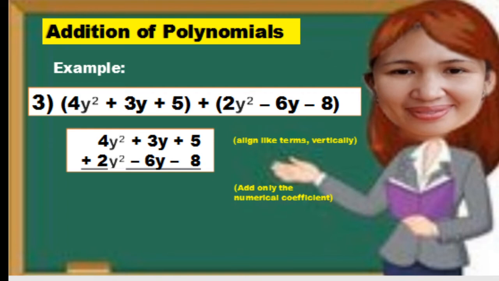So, we can start from the left or from the right. So, we have here 4y squared plus 2y squared. It is 6y squared, correct? 3y plus negative 6y. That is negative 3y. 5 plus negative 8. That is negative 3. So, our sum is 6y squared minus 3y minus 3. Okay? So, congrats to those who have understood addition of polynomials.